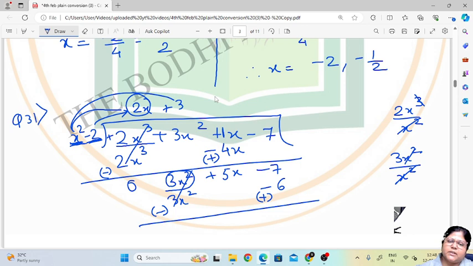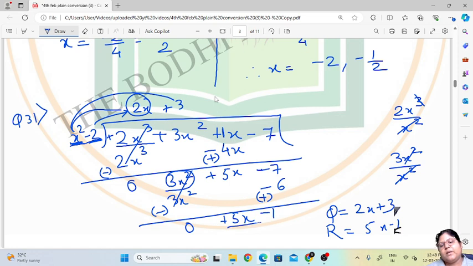Now again sign change, positive will be negative, negative will be positive. When you solve this, you get 0 here, plus 5x will be written as it is, and then minus 7 plus 6. How much is minus 7 plus 6? Is minus 1. So your quotient is 2x plus 3 and remainder is 5x minus 1.